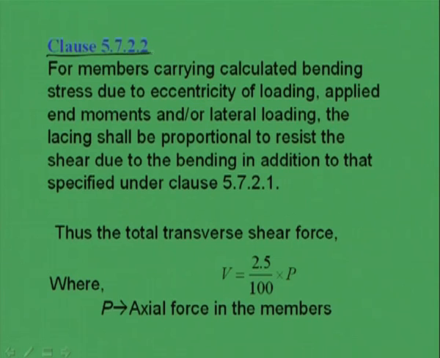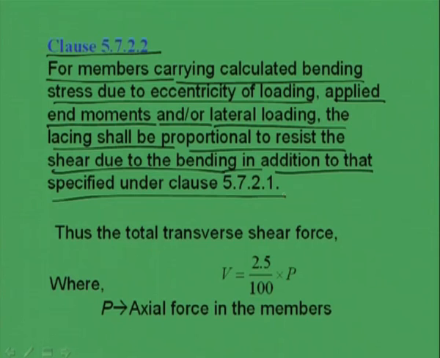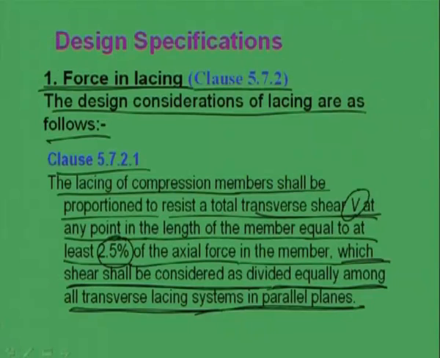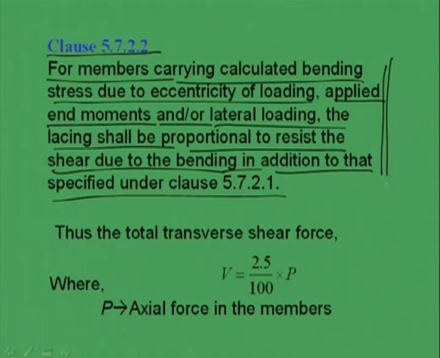In clause 5.7.2.2 it is told that for members carrying calculated bending stress due to eccentricity of loading, applied end moments and or lateral loading, the lacing shall be proportioned to resist the shear due to the bending in addition to that specified under clause 5.7.2.1. That means, in clause 5.7.2.1 we specified that at least 2.5% of the axial force will come as a transverse shear. In addition to that, this clause also has to be followed. So, the total transverse shear as per clause 5.7.2.1 will be V equal to 2.5% of P, where P is the axial force in the member.